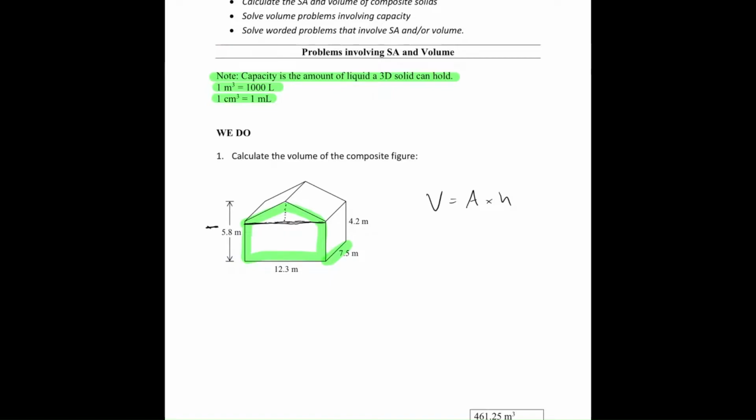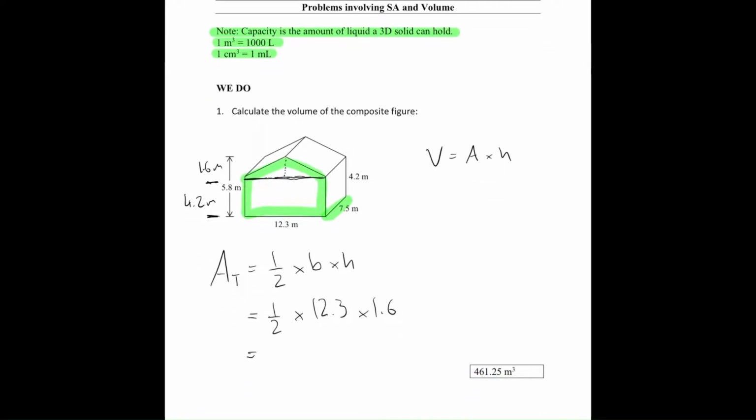Now, something we need that we don't have is the height of this triangle. But we know that this side is 4.2. That's this side. These are all the same. So we can take that away from 5.8 and know that the height of this triangle on top is 1.6. So there's going to be two areas. The area of the triangle, which will be half times base times height, which will be half times 12.3 times 1.6. You put that in your calculator and you get 9.84.